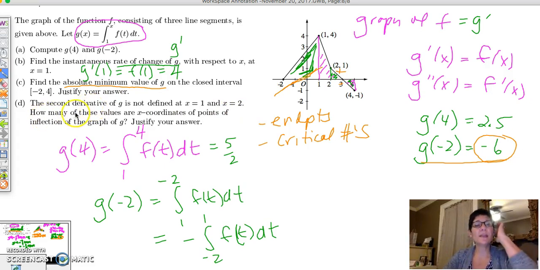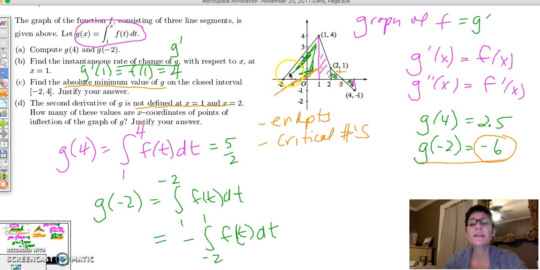So now for part D, it's saying the second derivative of g is not defined at x equals 1 and 2, which we could all see over here. How many of these values are points of inflection on the graph of g? So again, remember, we're looking at the graph of g prime, which is our first derivative. So we're looking at a first derivative graph, yes? So that means the slopes on this graph are your second derivatives.